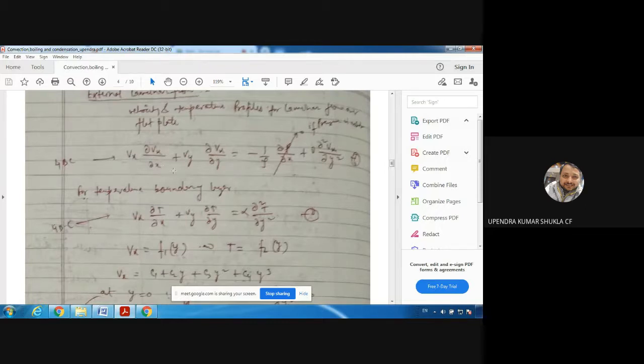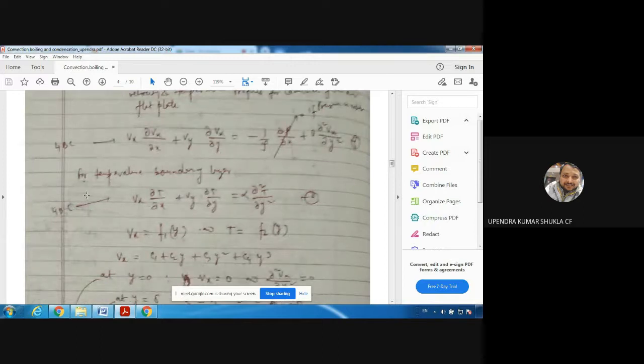Vx del Vx over del x plus Vy del Vx over del y is equal to minus 1 upon rho del p over del x plus mu del 2 Vx over del y square. Now you must understand, if pressure is constant throughout the flow, then del p over del x, the pressure gradient, will be 0. Why we are doing this, we will understand very soon.